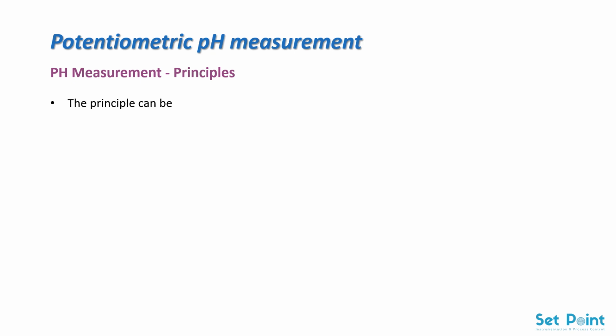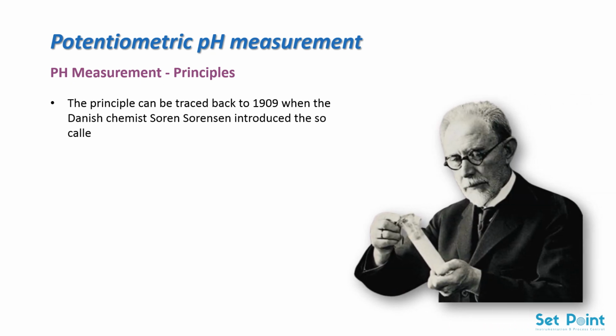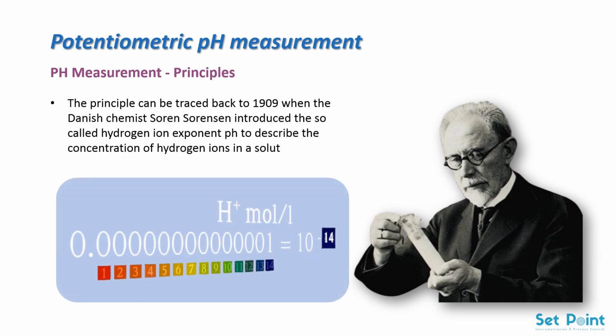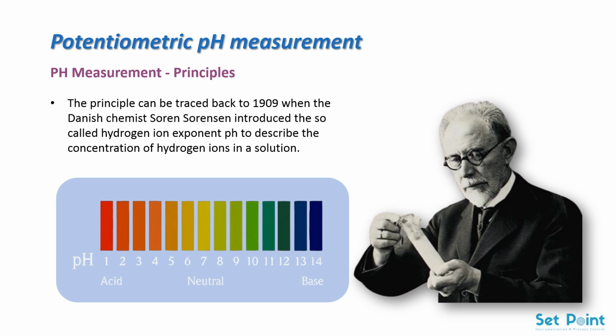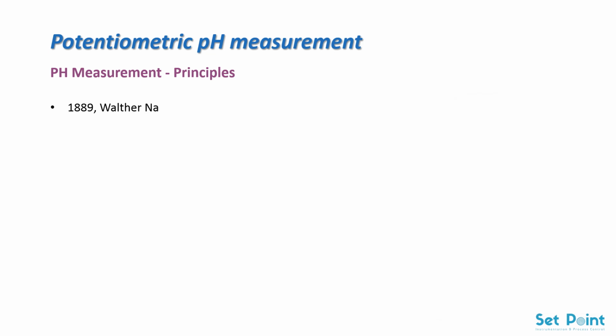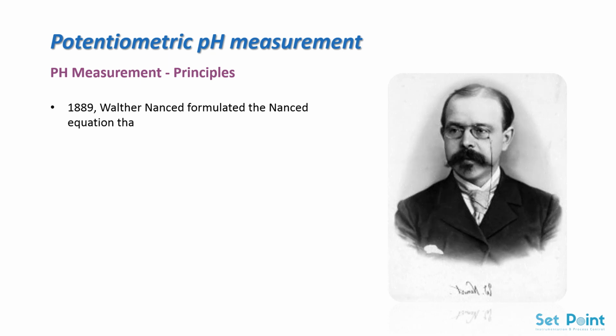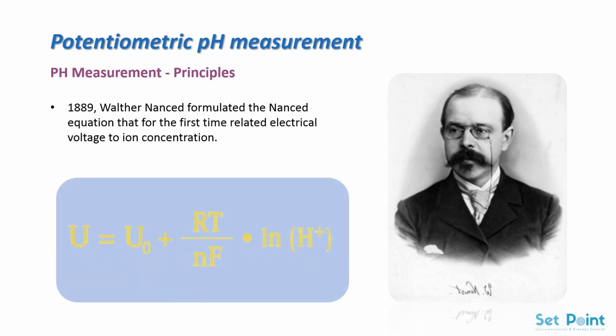The principle can be traced back to 1909 when the Danish chemist Søren Sørensen introduced the so-called hydrogen ion exponent pH to describe the concentration of hydrogen ions in a solution. This was the basis for the development of the conventional pH scale. In 1889, Walther Nernst formulated the Nernst equation that for the first time related electrical voltage to ion concentration. The Nernst equation derived for pH is the physical basis for pH measurement according to the potentiometric principle.